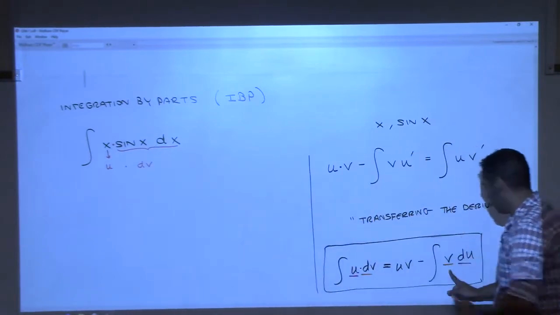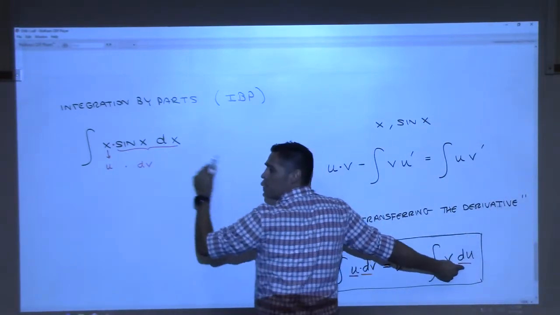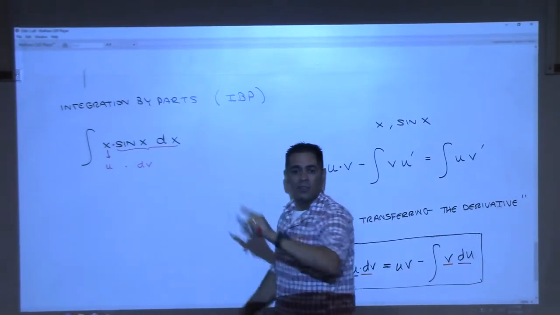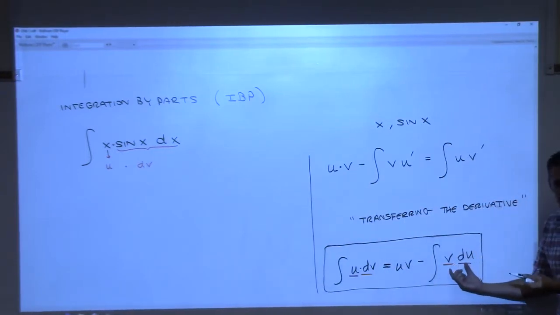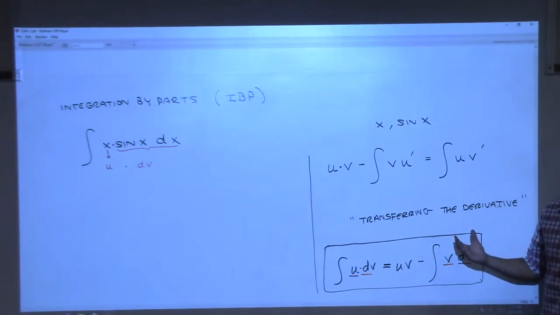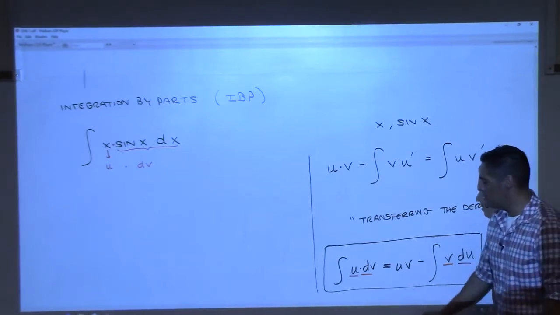But this is the beauty of the formula. In the new integral, I'm going to have du. And if u is x, what's du? 1. So the only thing in the new integral is just the cosine, right? Negative cosine, but just a cosine. It's like the x vanishes. Make sense? Does that kind of make sense?